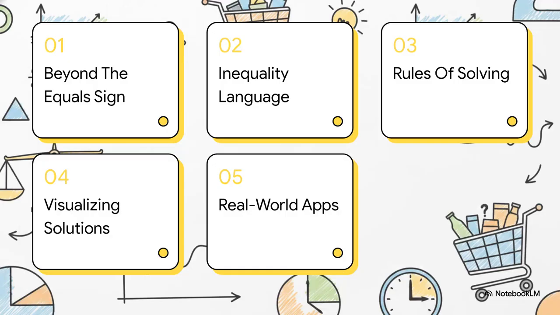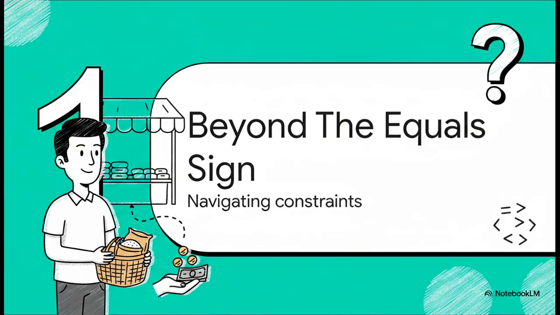Here's our roadmap for this explainer. We'll start by moving beyond the equal sign, look at the language of inequalities, the golden rules of solving, visualizing the solution range, and then hit some real-world math applications. Let's get to it. All right, Section 1, Beyond the Equal Sign, Navigating Constraints and Limits.